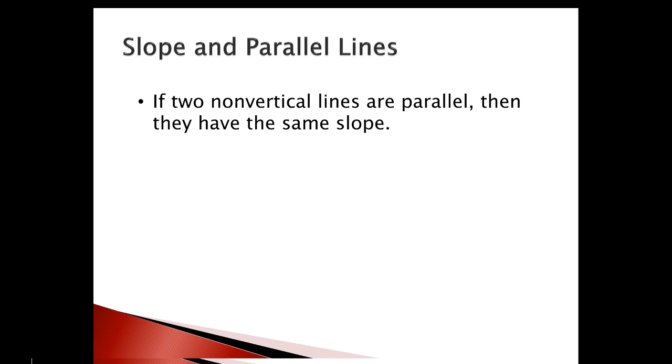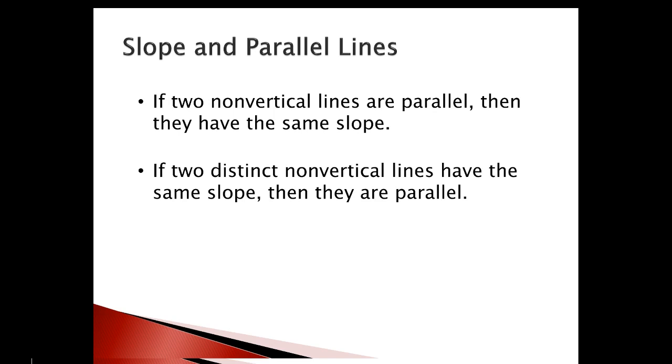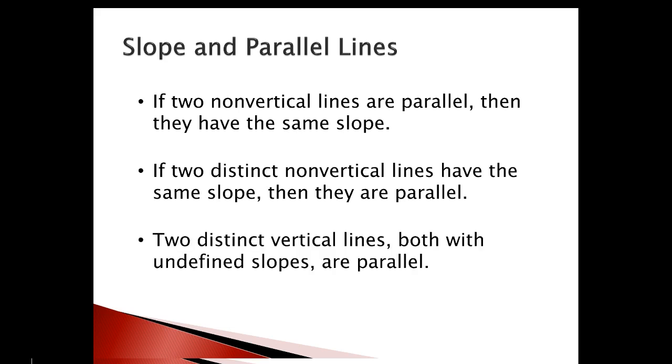If we take non-vertical parallel lines, the slopes of those lines are equal and they have different y-intercepts. If it is given that the slopes of two lines are equal, that means they are parallel. And also, if two distinct vertical lines have undefined slopes, this also implies they are parallel.